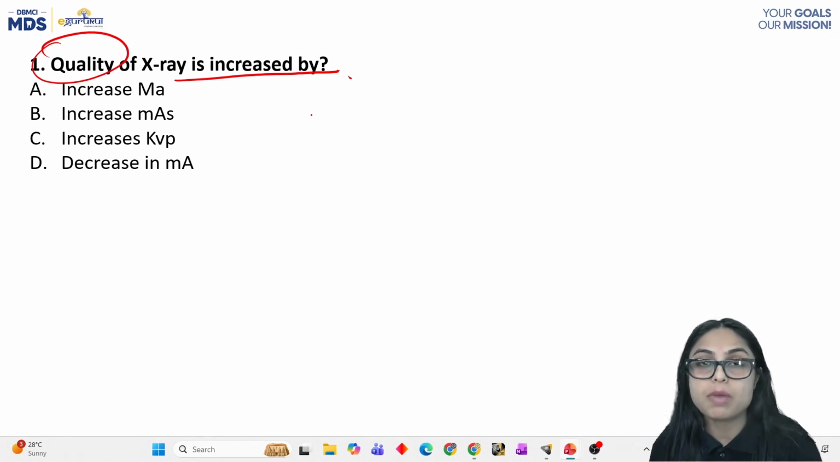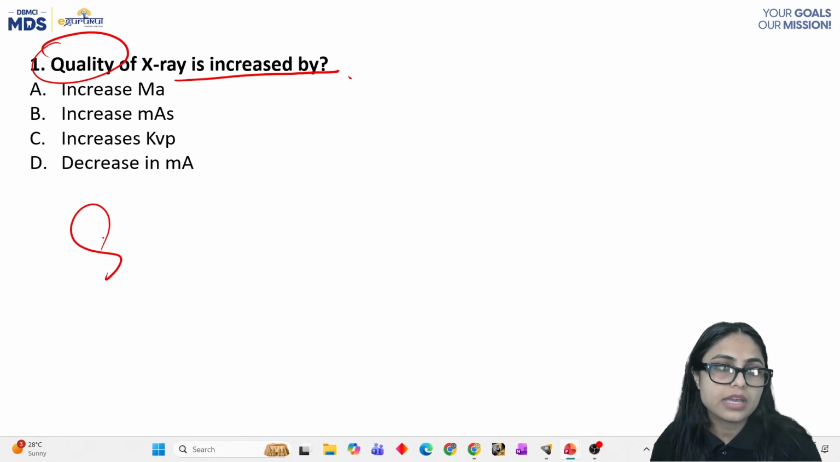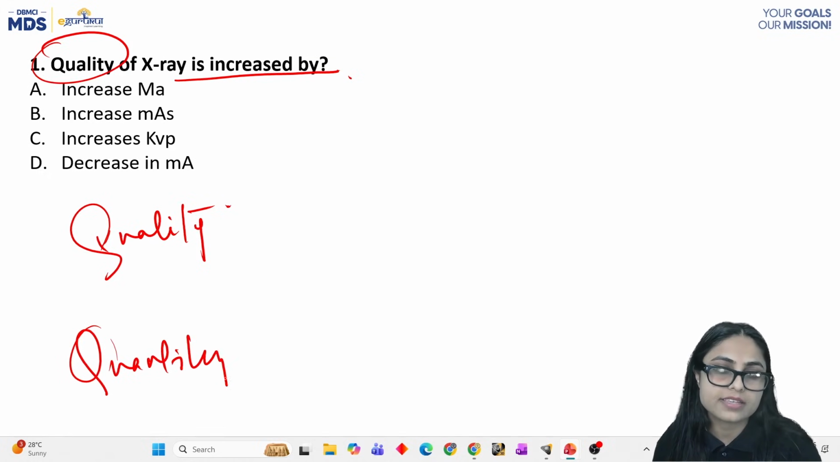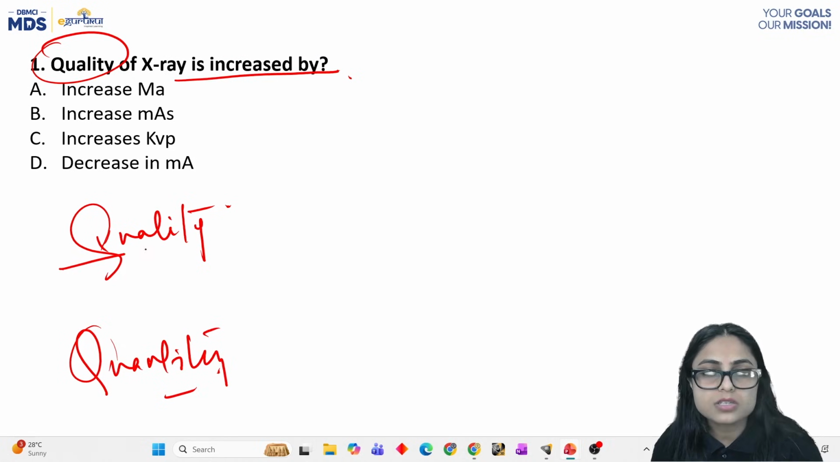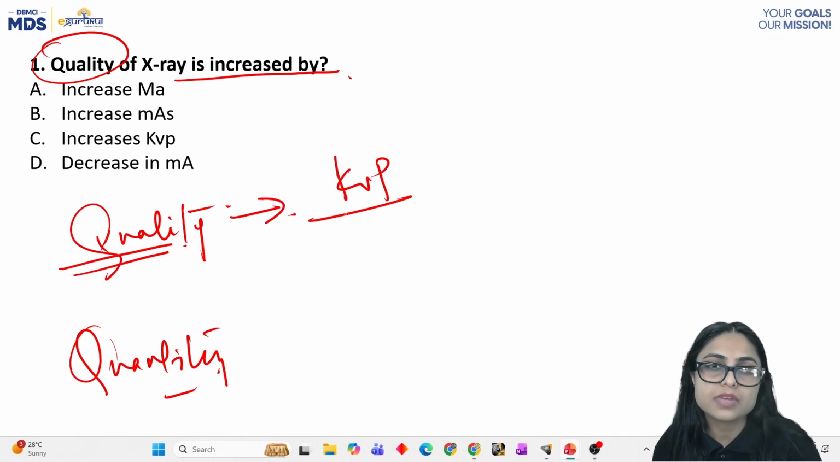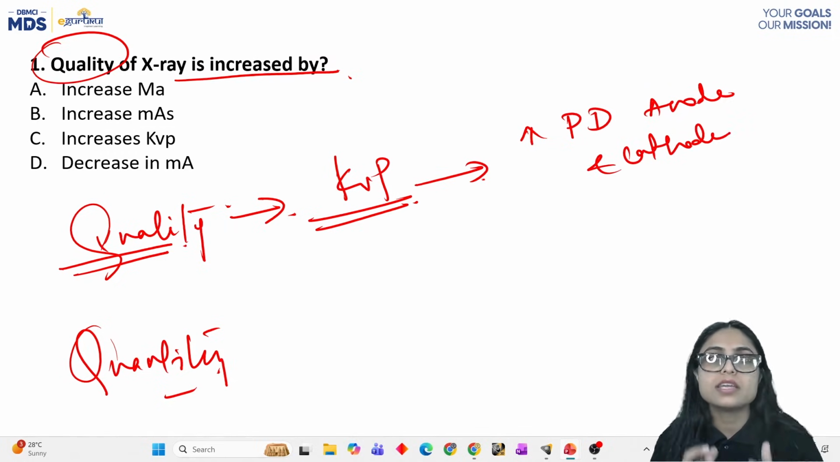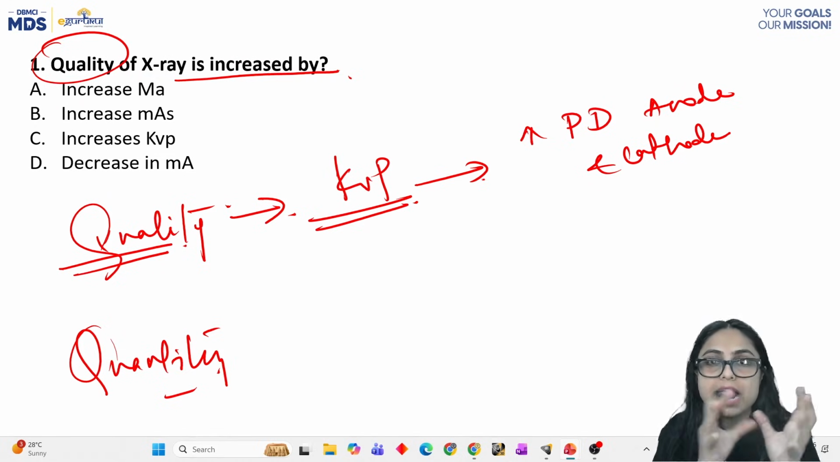So we have studied about factors affecting the X-ray photons, correct? So we have learned about two terms. First is quality of X-ray photons, second one is quantity of X-ray photons. First, quality depends on the kVp. This we have studied, kilo voltage, correct? Kilo voltage meaning when you increase the potential difference between the anode and the cathode. That means you are energizing the electron cloud that is formed at the cathode.